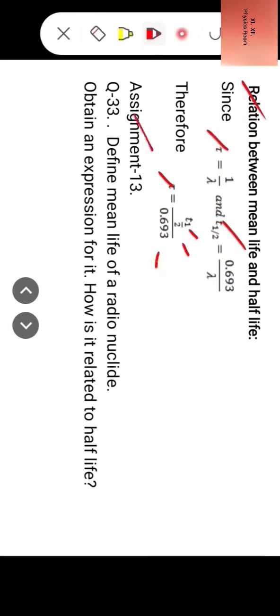Now, assignment 13 continued. Question number 33. Define mean life of a radionuclide. Obtain an expression for it. How is it related to half-life?